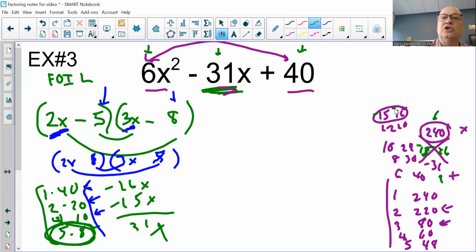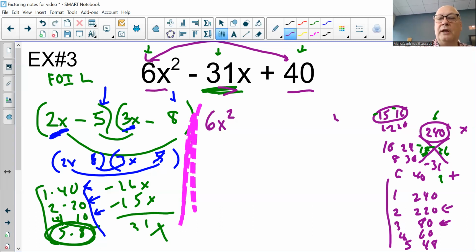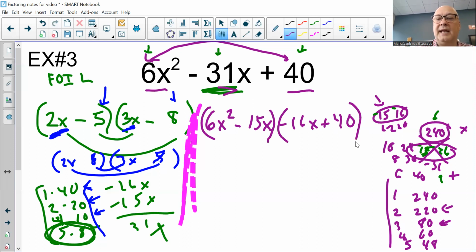So now guess and check, what do I do? So let's just kind of split this over here. And guess and check, I'm going to leave the 6x squared. I'm going to leave a big gap. I'm going to put the 40 over here. Now I'm going to put these two numbers here, the 15 and the 16, but they're minus. You put x's on them because it needs to add to not 31, but 31x: minus 15x minus 16x. The order doesn't matter. Then you put parentheses around the first two and parentheses around the second two.